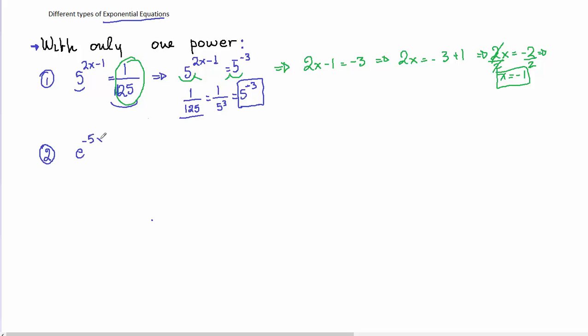Like for example, e to the negative 5x equals 10. On the left side, my base is e. On the right side, my base is 10. And unfortunately, there is no way that 10 can be written as a power of e. And this creates some issues, because somehow I need to focus on the negative 5x that is on my exponent here.